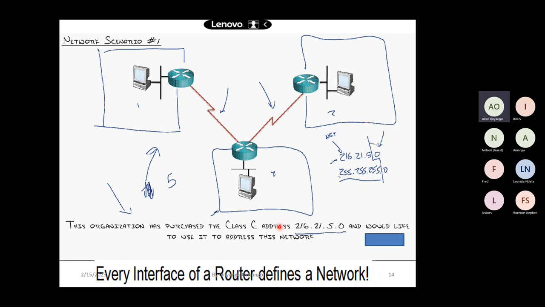We talked about the three classes of IP: class A, class B, class C. When you're told class C, you need to know the subnet mask already, because we need it. So what was the class C subnet mask? 255.255.255.0, slash 24. That was the subnet mask, and they would like to use it to address their network. Of course, we are told that every interface of a router defines a network of itself. I've told you that before.